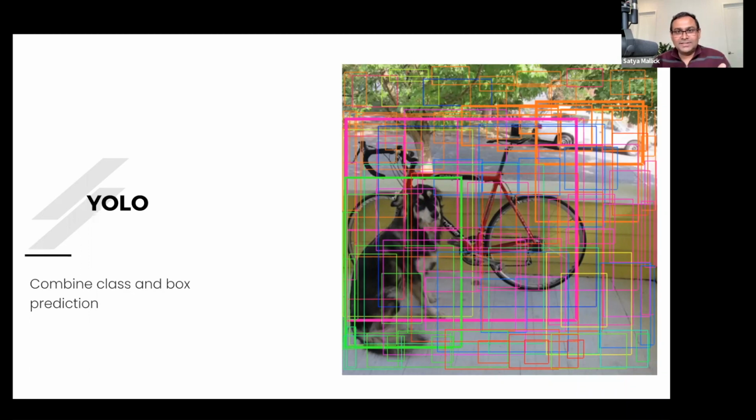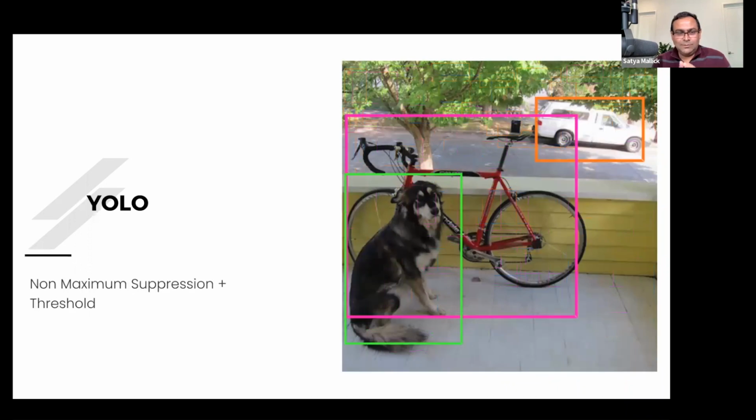Now, there are too many boxes, obviously. What you need to do is threshold the confidence and do something called non-maximum suppression. If there are 2 overlapping bounding boxes, you only pick the dominant bounding box, right? And once you do that, non-maximum suppression plus thresholding, you get these 3 bounding boxes that remain, and the others either have confidence too low or are overlapping with something else.